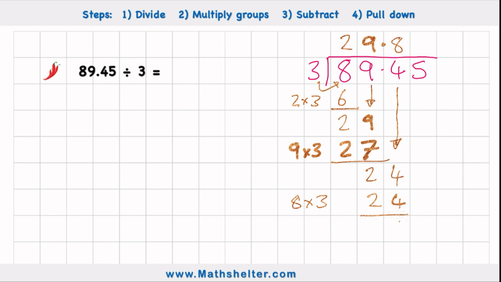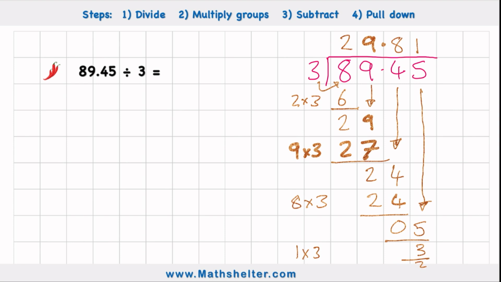8 multiplied by 3 is 24. Take that away, obviously leaves me with nothing, but I still have this 5 to deal with. So now I'm going to bring the 5 down, and I'm now looking at how many 3s there are in 5. Well, 3s into 5 go once, and there's 2 left over, because if I do my 1 times 3, that's going to leave me with 3, and I'm going to have 2 left over. Well, what do I do with this 2?